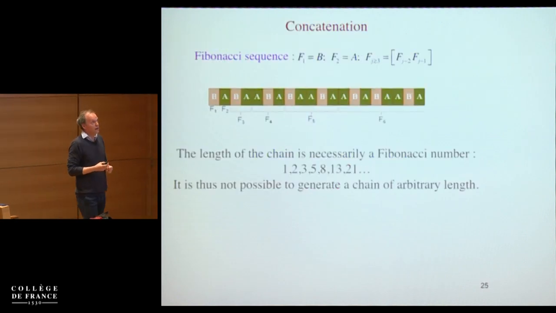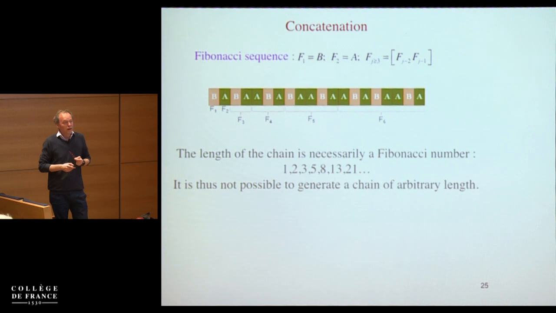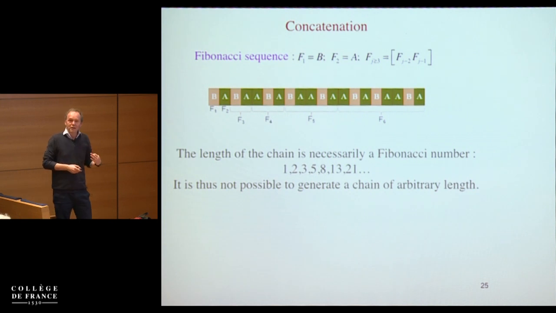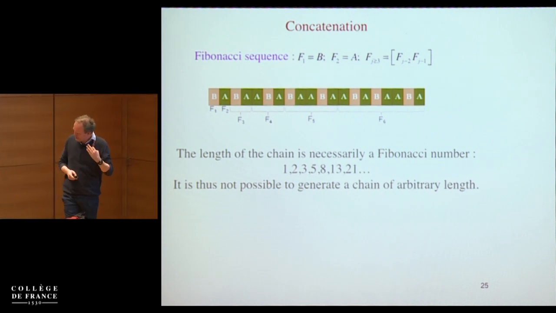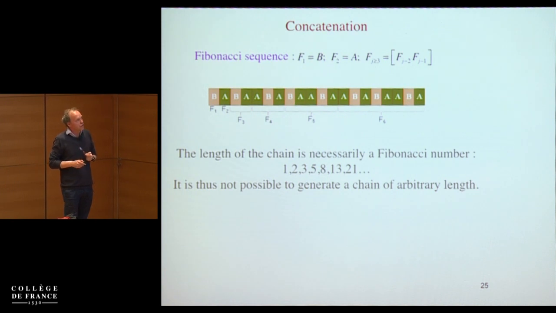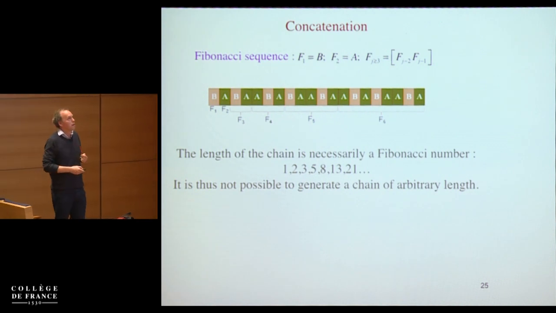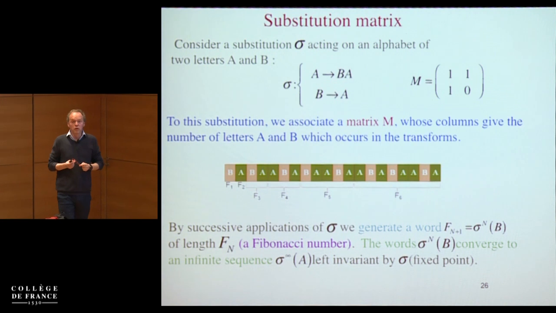Okay. So concatenation is what I showed before. It's a way to build this chain by just putting together the result of the two previous runs. Remember the Fibonacci mills? So this is concatenation. Now, by building a chain using this concatenation, you notice obviously that the length of the chain is necessarily a Fibonacci number. It cannot be different from this. And therefore, it is not possible to generate chains of arbitrary length. You can generate only chains like this.